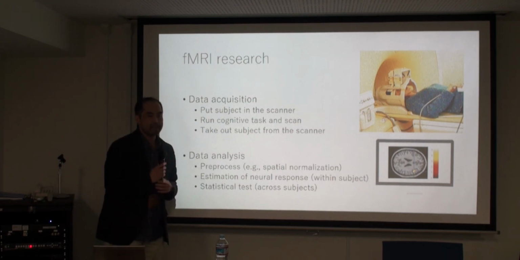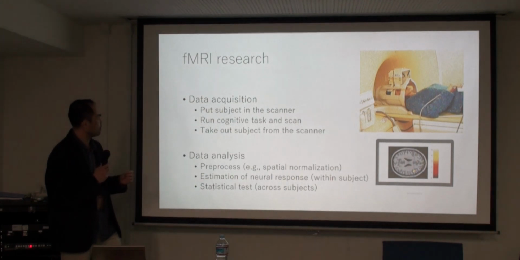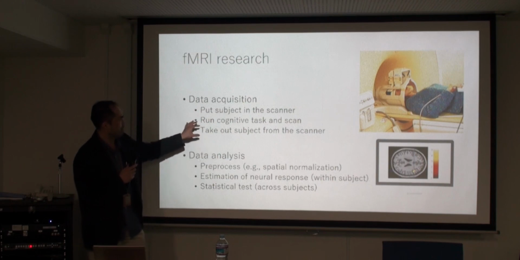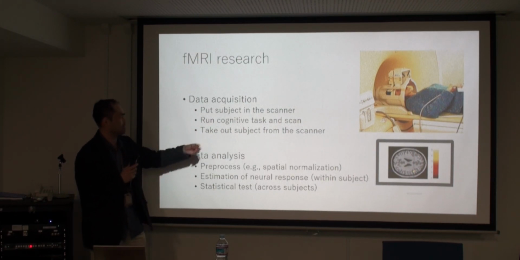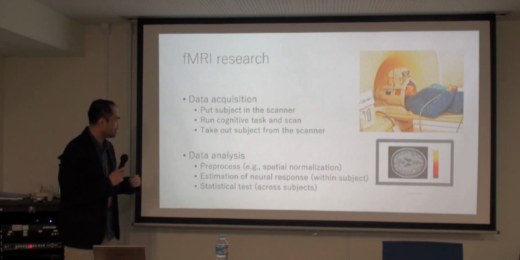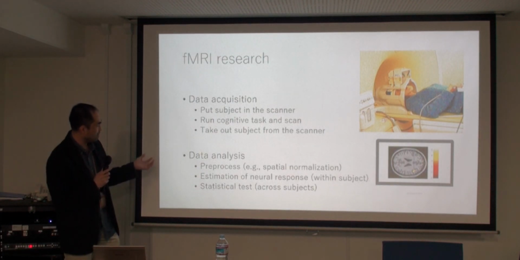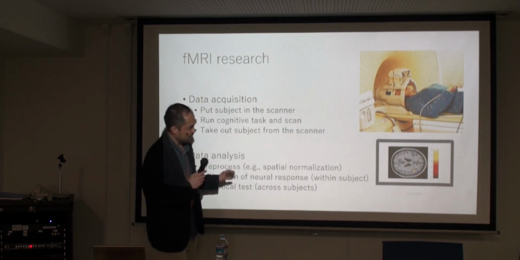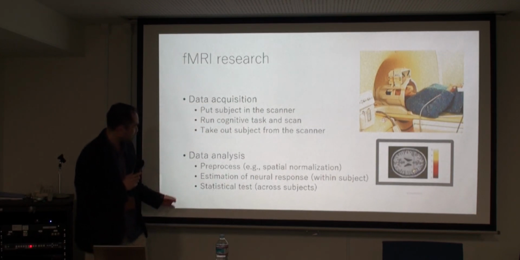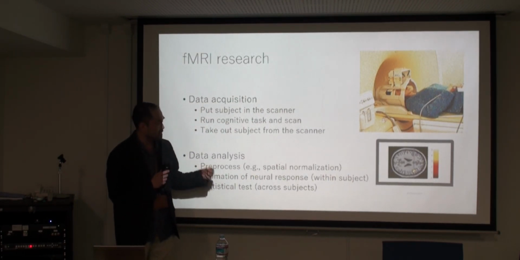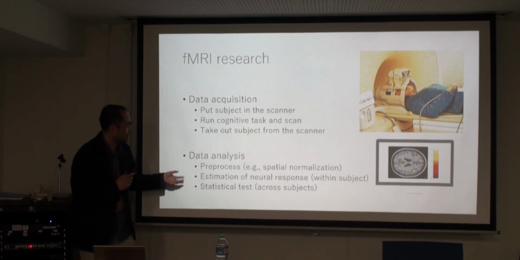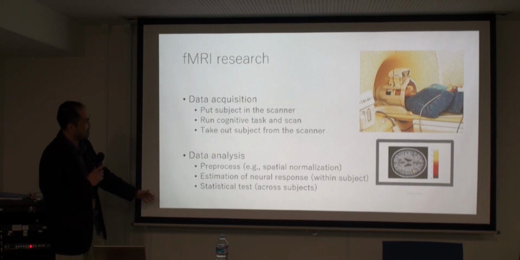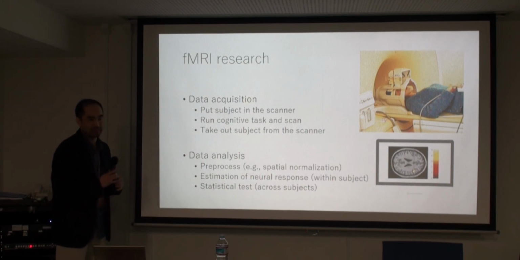So fMRI research is quite simple. Data acquisition is so easy. Put a subject in the scanner, run a cognitive task and scan, and take the subject out. That's it. Data analysis includes pre-processing, several processes using a PC, and we estimate the neural response in each subject and do some statistical tests across subjects.